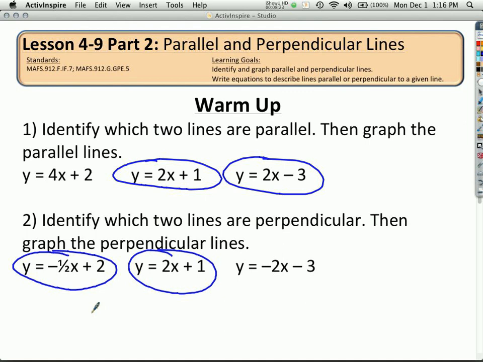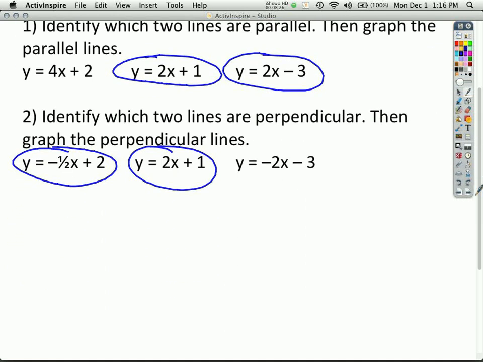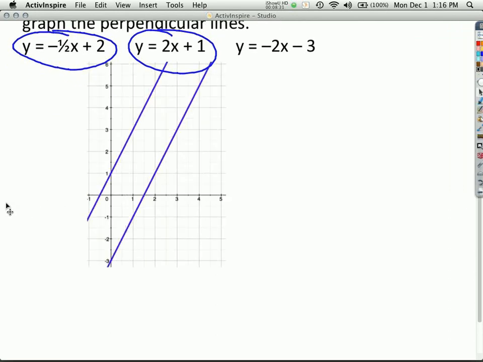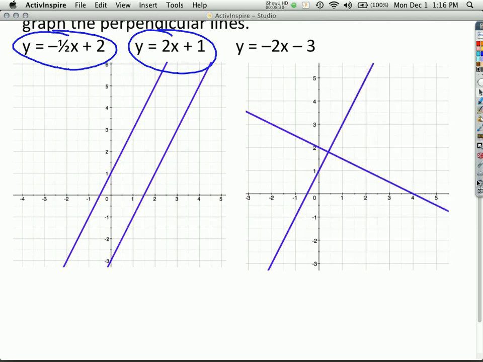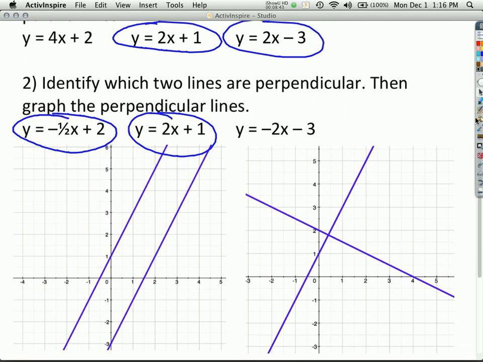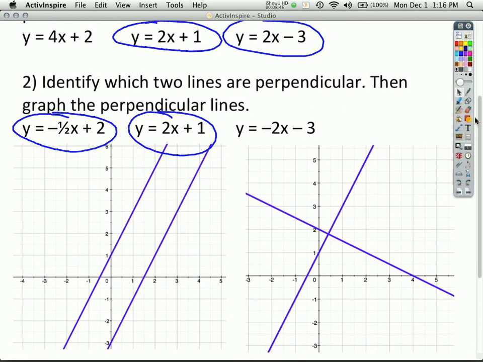All right, so now to the graphs. What should the graphs have looked like? Well, here is the graph to number 1. Two parallel lines. And here is the graph for number 2. Two perpendicular lines. Let's review some other things.